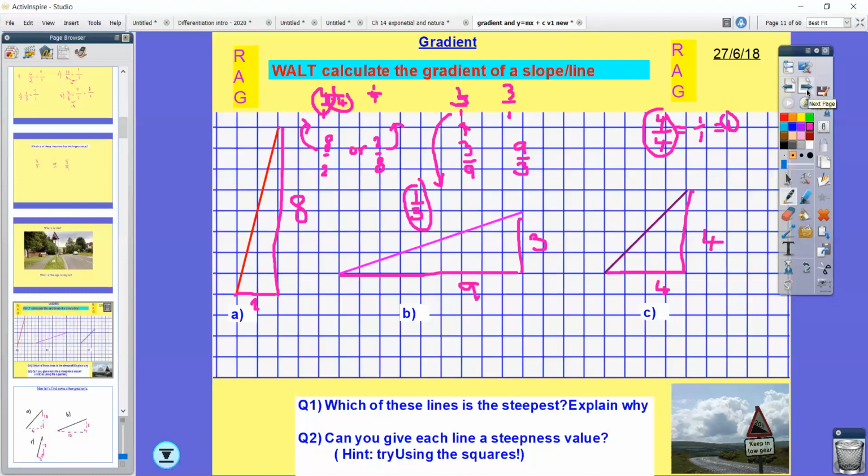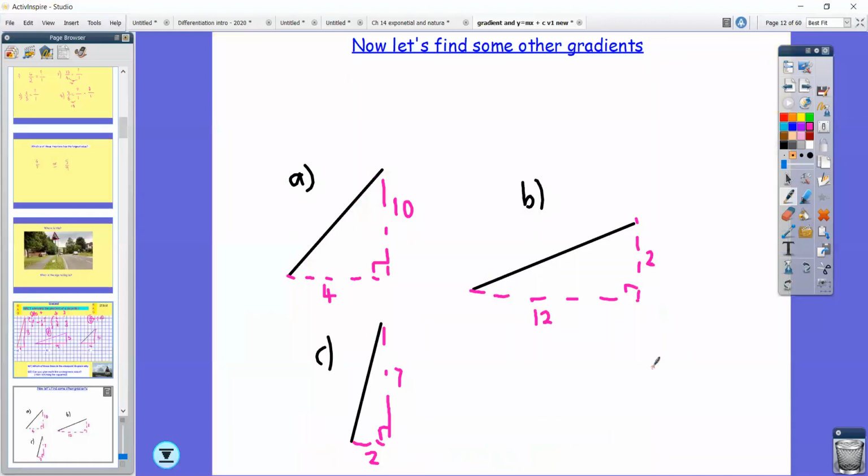So, just a little practice then. I might give a little mini whiteboard activity where they've got to find these gradients. I've got 2 lines and I've shown them how far horizontally and vertically these lines have travelled. Again, I'm focusing on getting them to write it as a fraction over 1.